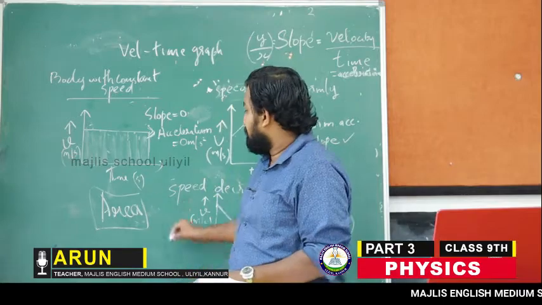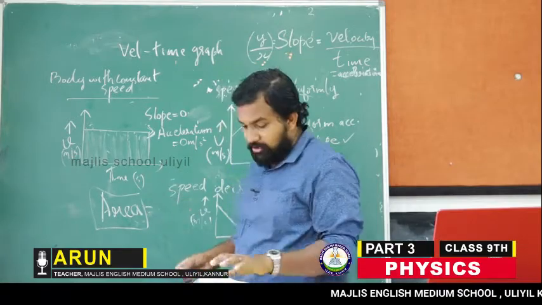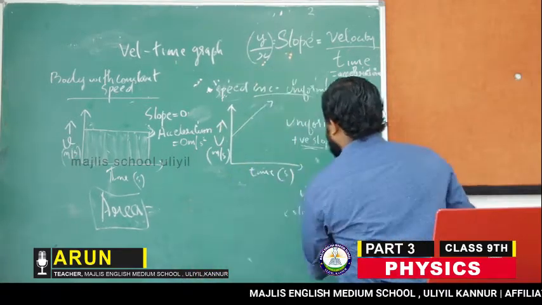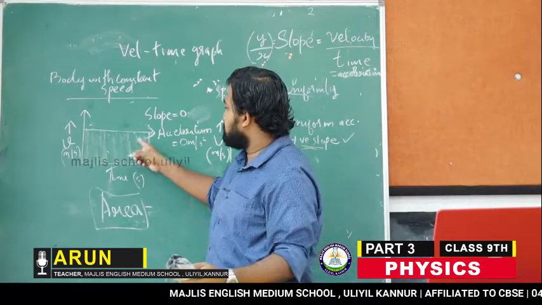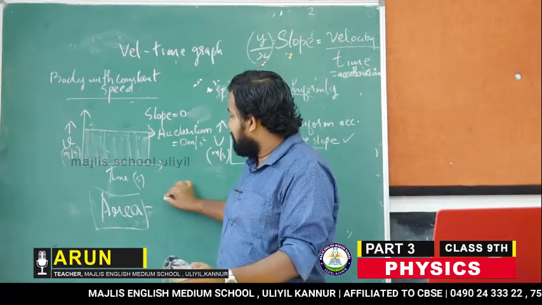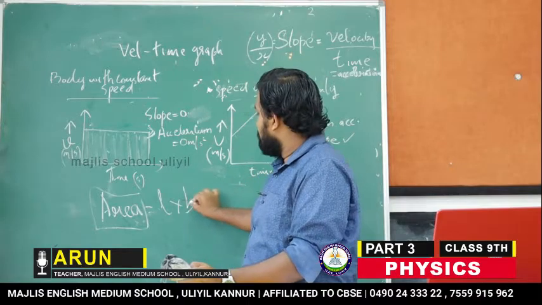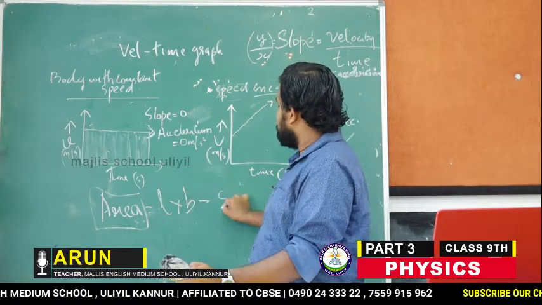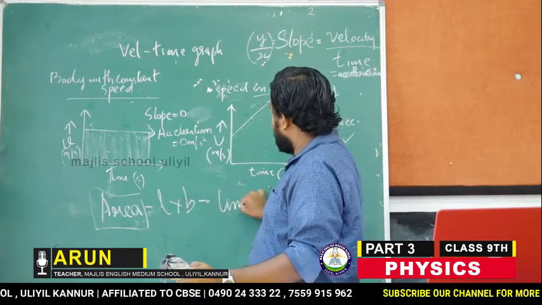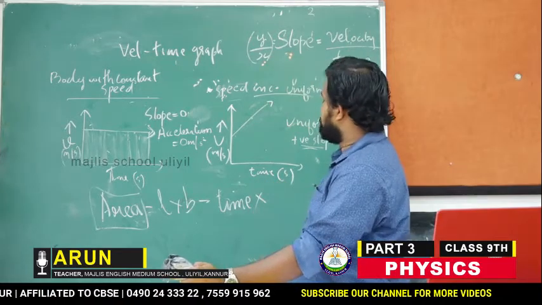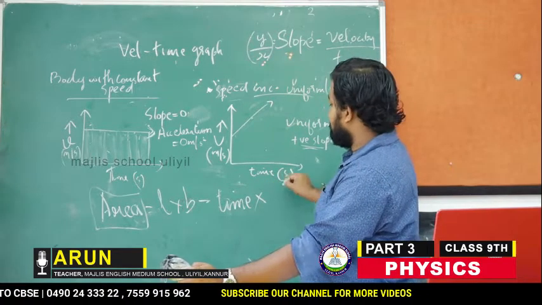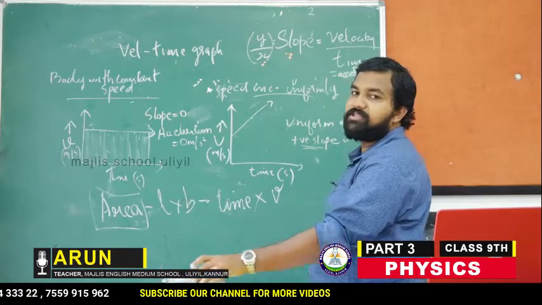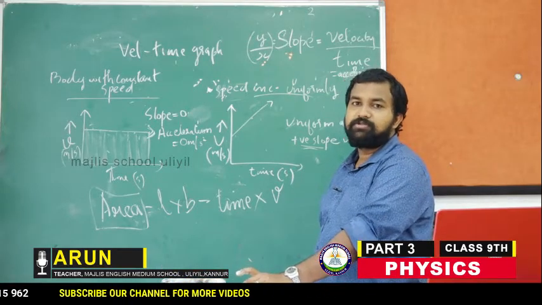Velocity. So what does the area under the graph mean? The area under the graph will be length into breadth. Here, length is time, and breadth is velocity. So it is velocity into time.